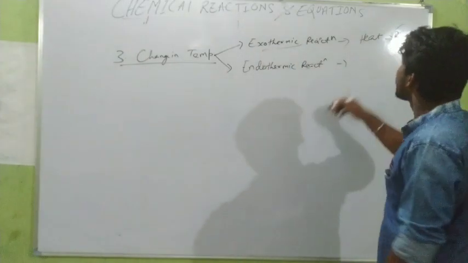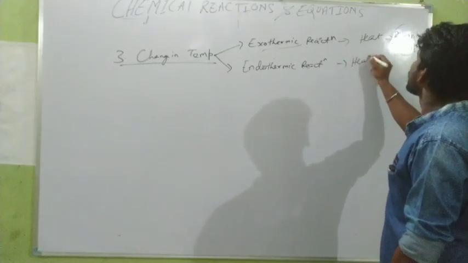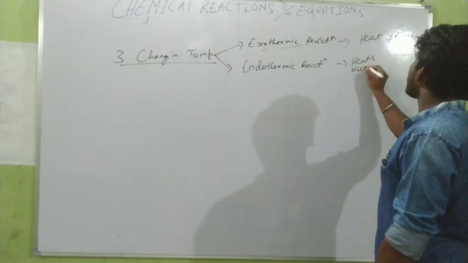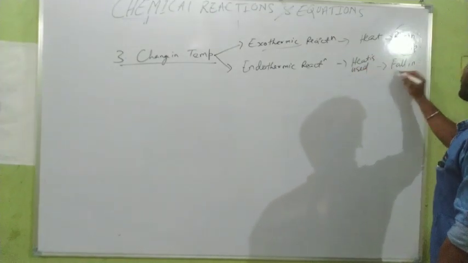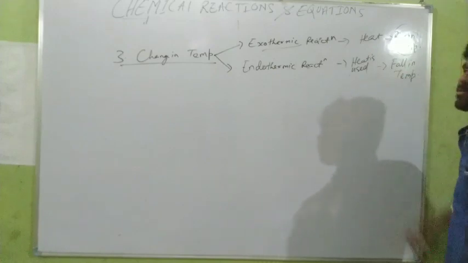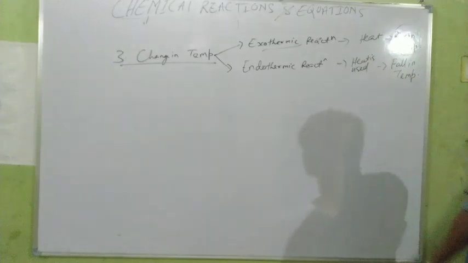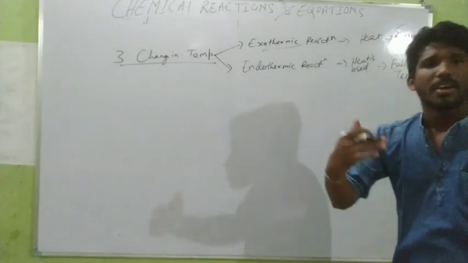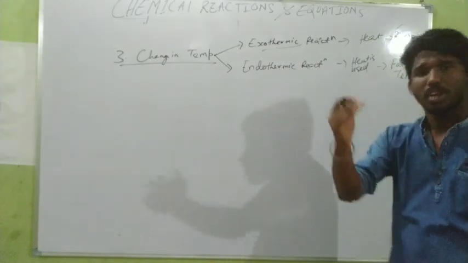But in endothermic reactions, heat is used up. So here there is a fall in temperature. So we have two kinds of reactions here. One is exothermic, where the temperature rises, and the other one is endothermic, where the temperature falls down.